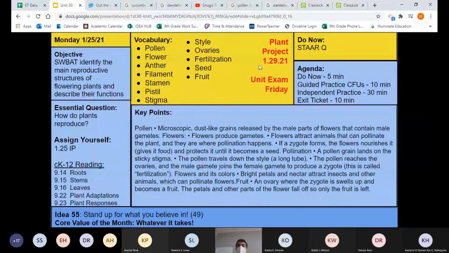Remember, your plant project is due on Friday. We have our multiple choice exam on Friday. We'll probably have our essay test on Thursday. So just like last exam, we'll have the essay first, and then the next day we'll have the multiple choice.